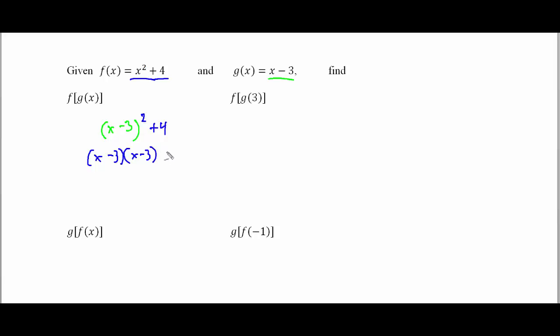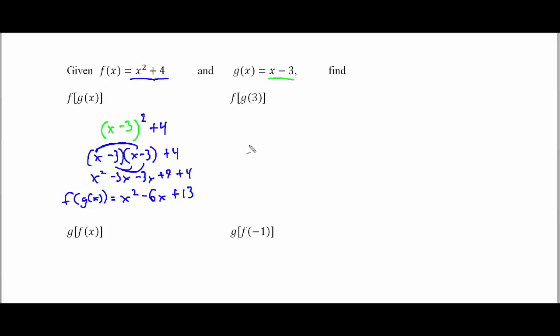One of the more common mistakes I've seen on tests and quizzes is that students will just write x squared plus 9, distributing the 2 as if this is a monomial in here, but it's a binomial, so you have to write it twice and you have to FOIL it. So the FOIL would be x squared minus 3x plus 9 plus 4. So x squared minus 6x plus 13 is my f of g of x.